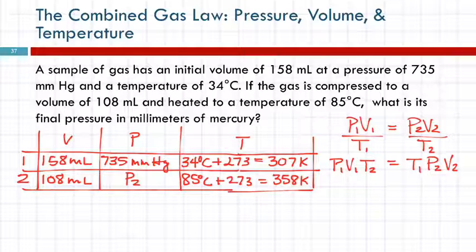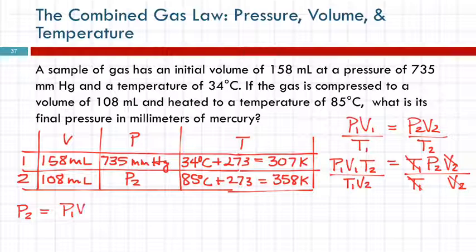I want P2 by itself. So I'm going to divide by T1 and I'm going to divide by V2 because I can get them to cancel out that way. If I do this to one side, I have to do the same thing to the other side in order for it to remain equal. P2. And this is a significant reason for the math prerequisite for this course. There is algebra in chemistry. Make sure that you copy it down correctly.